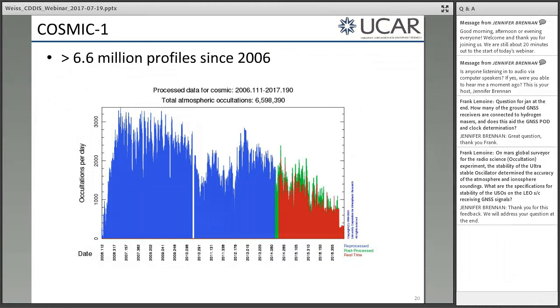This is just a time series of the number of neutral atmosphere occultations that have been available from Cosmic 1 since the start of the mission. So when everything was working early on, the best of times, there were about 3,000 occultations per day. Of course that has decreased over time. And unfortunately in April we lost one; there were 2 satellites that were working up until then, and we went down to 1, so now we're down to just 200 or 300 occultations per day. So we're not sure how much longer it's going to last.